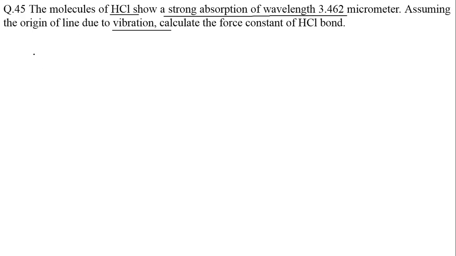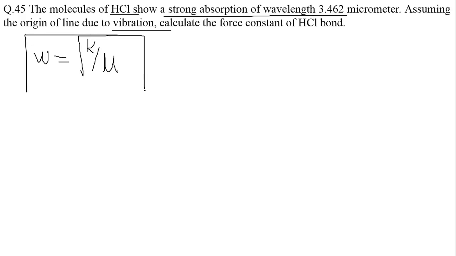So omega will be root over k by mu. This is a very familiar relation where omega is root of k by mu. So here we will calculate the value of k. For calculating the value of k, we need the value of omega and we need the value of mu. So what is the value of k?